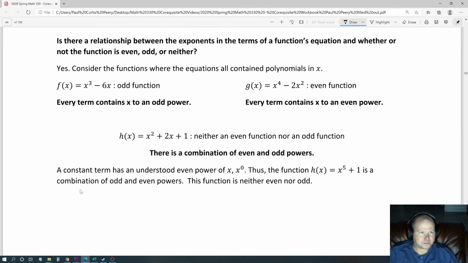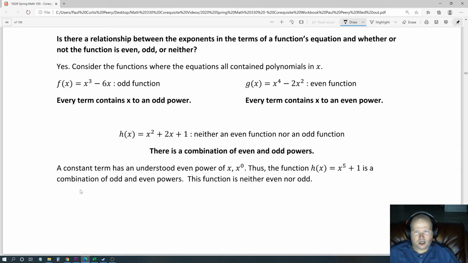Okay, so let's try the next one. Is there a relationship between the exponents in the function's equation and whether or not the function is even, odd, or neither? Yes. Consider the functions where the equations all contain polynomials in x. So x cubed minus 6x is an odd function. Well, yeah, right? We had a 1 power and we had a 3 power. Okay, consider g of x equals x to the 4th minus 2x squared, which is an even function. Yeah, because we had an even exponent and we had an even exponent. Every term contains x to an even power. Cool. And then, of course, we had the last one, which is neither an even function nor an odd function.